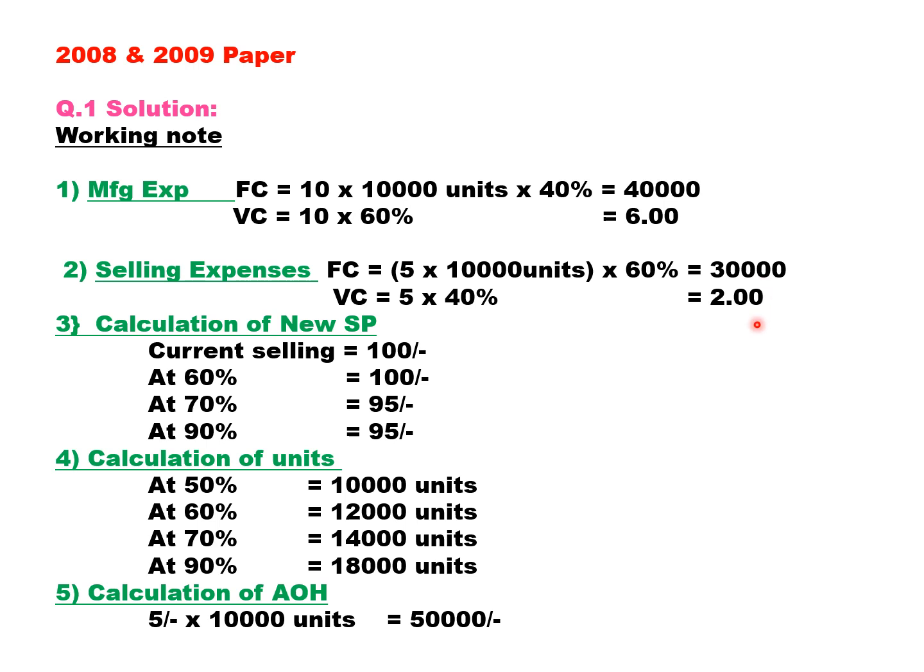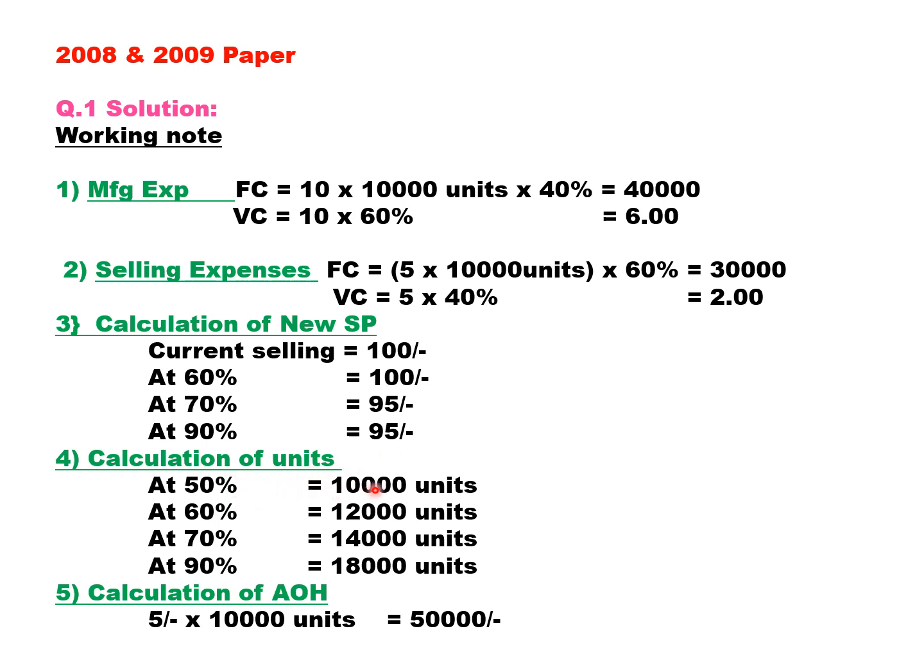Then variable it's 2 rupee. Next, calculation of new selling price. As explained, the current selling price, that is at 50% is 100, 60% 100, 70%, 90% it's 5 less. So it's 95.